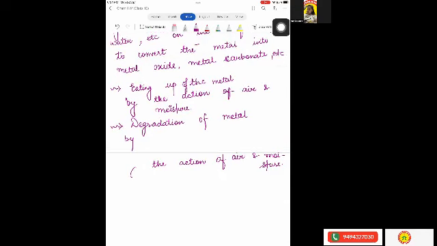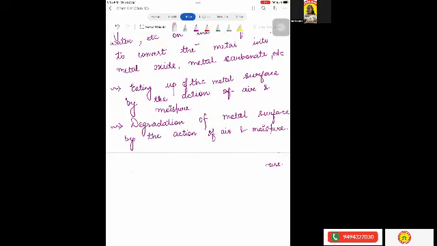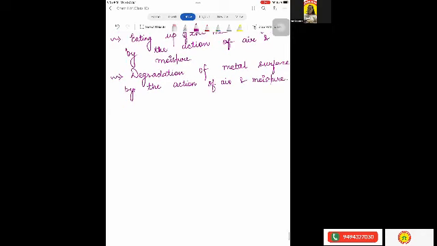Eating up of the metal surface by the action of air and moisture, degradation of the metal surface by the action of air and moisture. Okay. Now we are going to study the 3 types of corrosion which are a part of our syllabus, which involve different reactions. There are many things related to it which you should know. So first we are going to start with the corrosion of iron.